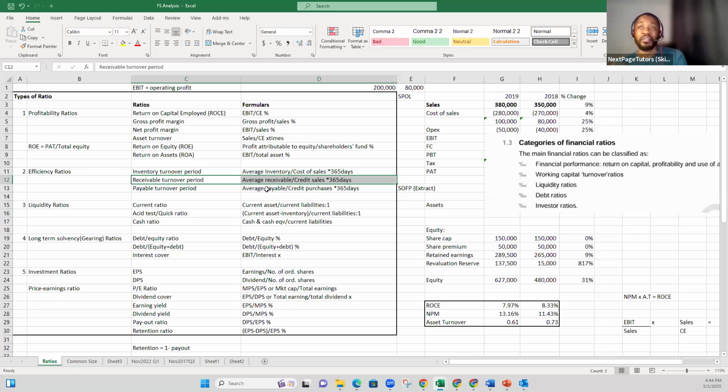I'm still coming back to all of this. So it's supposed to be sales, but let's use the word credit sales, right? And then if it is payable, we still use the word average payable over credit purchases.